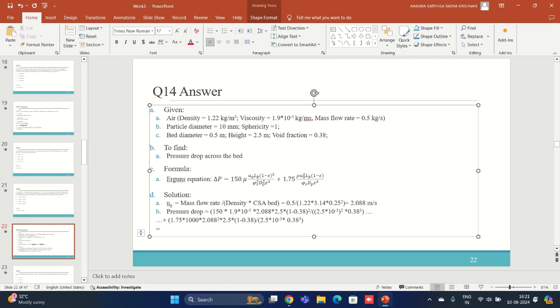150 into 1.9 into 10 power minus 5 into... why, here something is missing. 150 into mu into u naught into LB. 1.9 into 10 power minus 5 into 0.62 square divided by 0.38 cube divided by 2.5 square. Okay, dp is not 2.5. Oh my goodness.